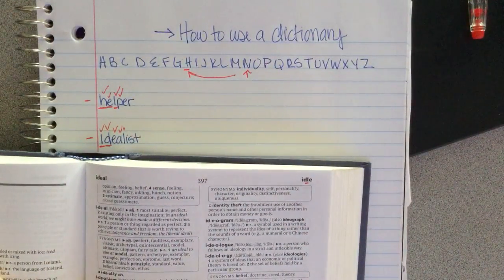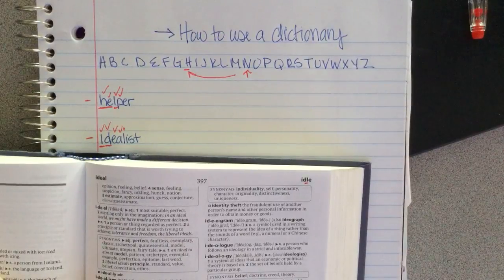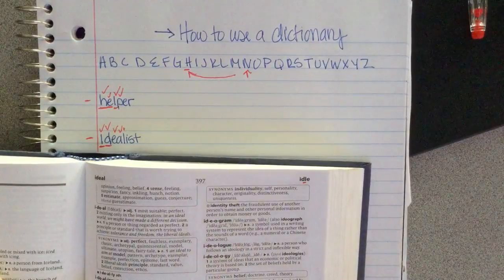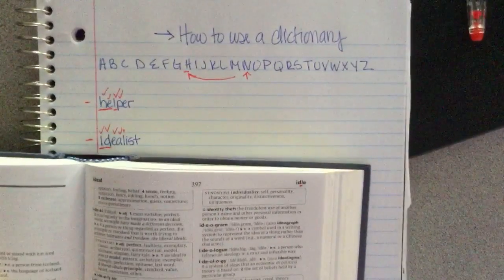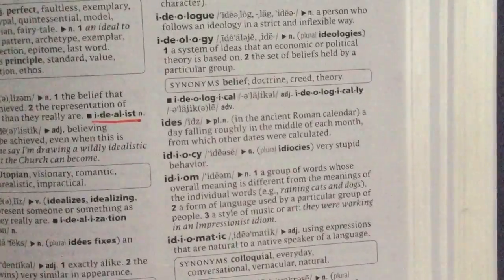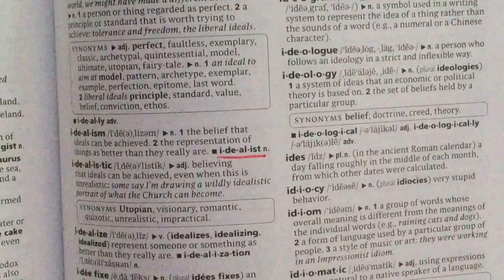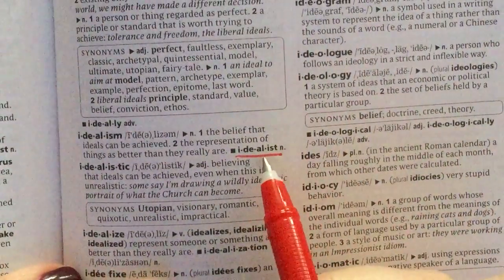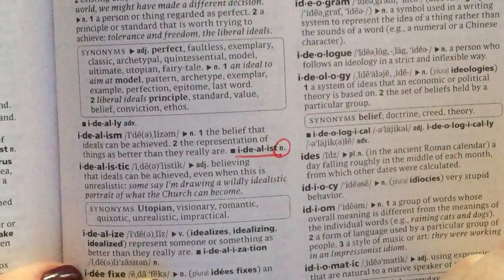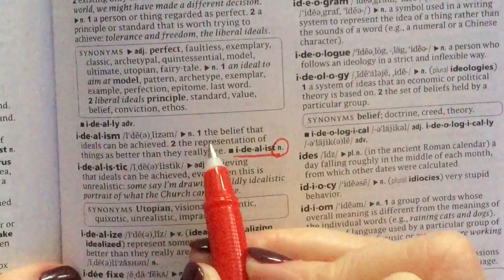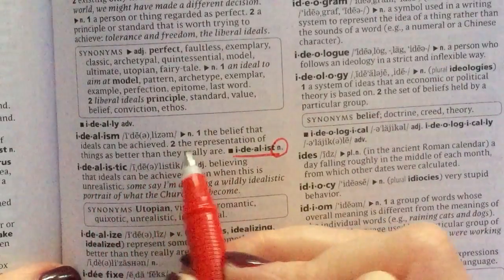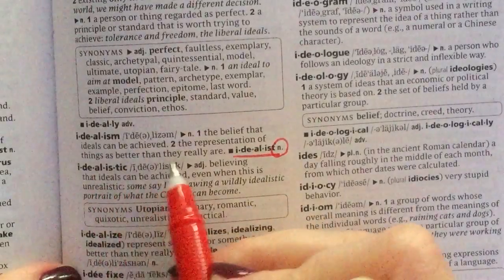Idealism? Well, then if I keep looking at idealistic, but idealistic and idealism, if I look right here, there's a tiny little word. Let me make sure you can see that. Idealism, and that's the one that I'm looking at. And if you notice, it has this N, meaning noun. So idealism is the belief that ideals can be achieved, the representation of things as better than they really are.